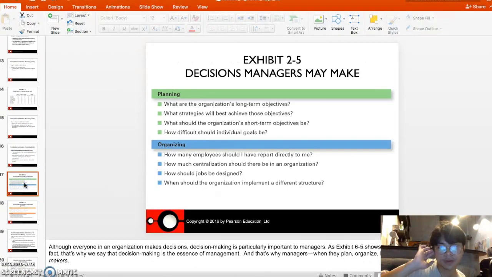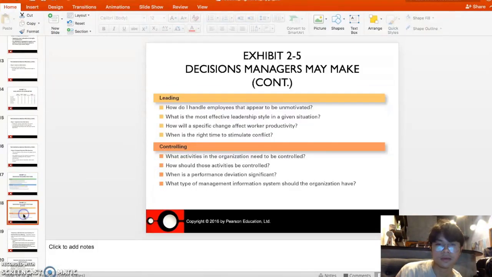My next part is decision making. The green one is planning, and the blue one is organizing. These are just elements that managers may carry out. Leading and controlling, yes, managers need to have those.